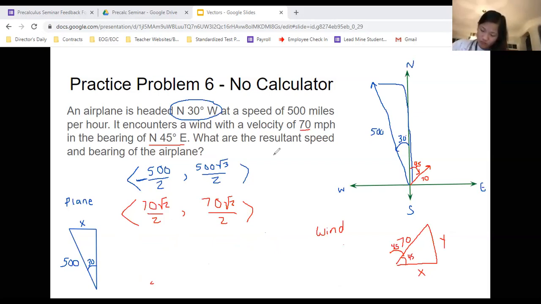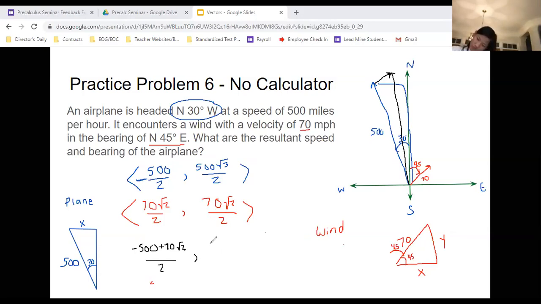Now, I need to find the resulting speed and bearing of the airplane. So that's basically like if I added this on here, this wind is going to push my plane a little bit closer to being straight north. We'll find out exactly how far soon. But we're going to go ahead and add our two x components together. So I'm going to get negative 500 over 2 plus 70 root 2 over 2. That's why I left that as 500 over 2. That's why I didn't change it to 250, because I wanted to be able to add these really easily. So that's my x component of my resultant vector.